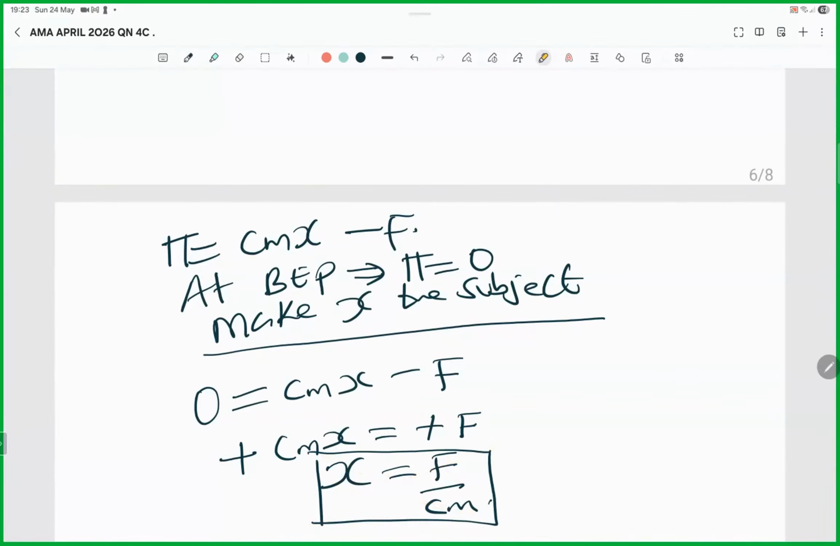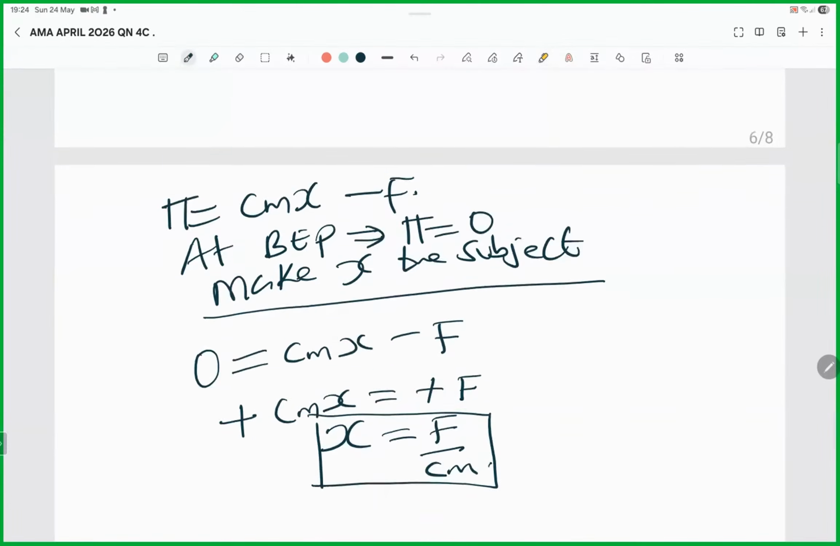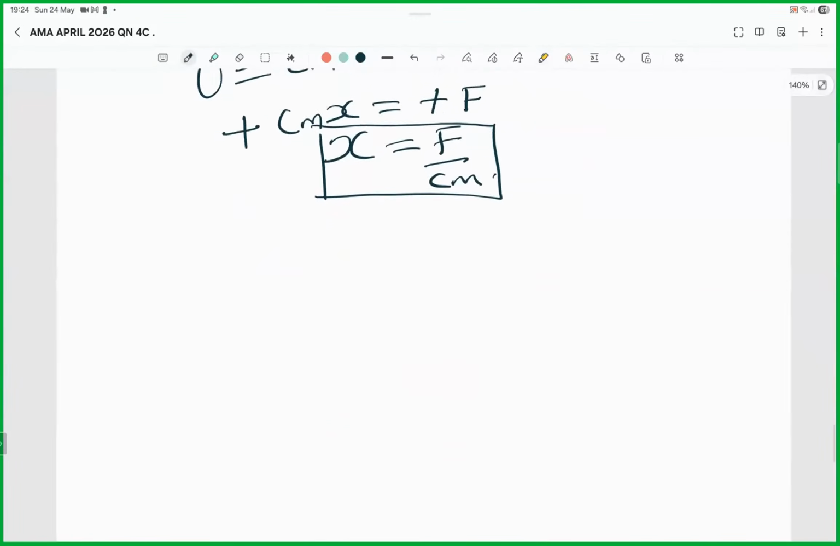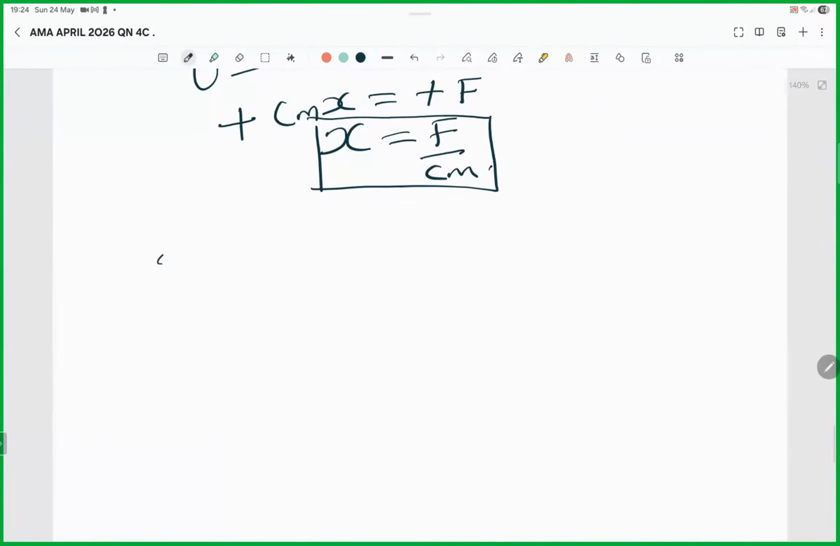Now, ladies and gentlemen, please listen. Nobody will ever tell you at this level to derive a formula. It is us who will be expected to always remember that X break even, please, BE stands for break even, equals fixed cost over what we call CM. X break even will be equal to fixed cost over CM. So this is really important.